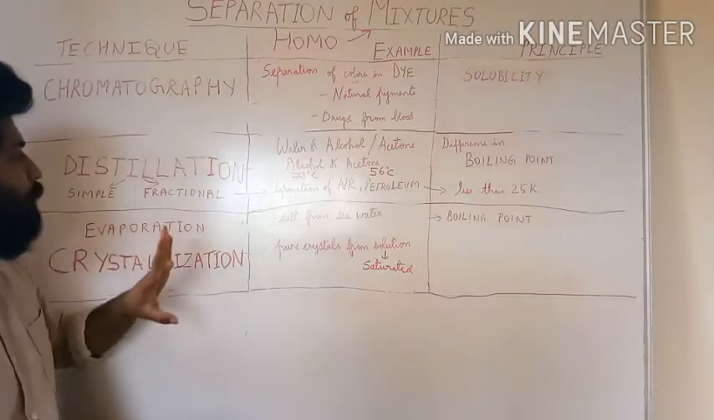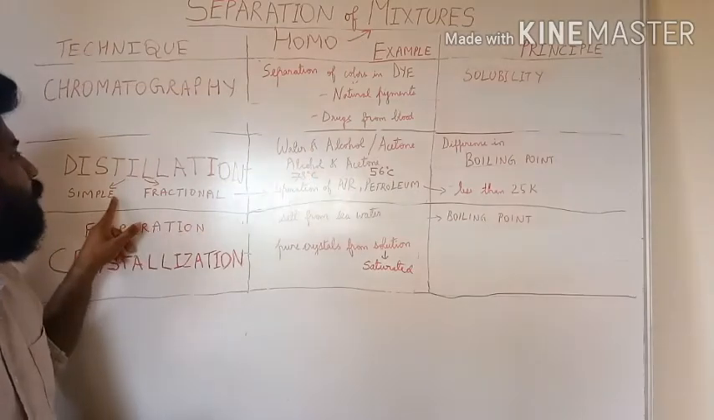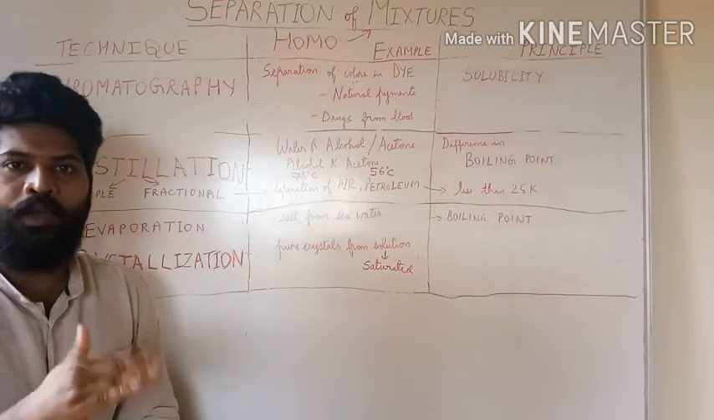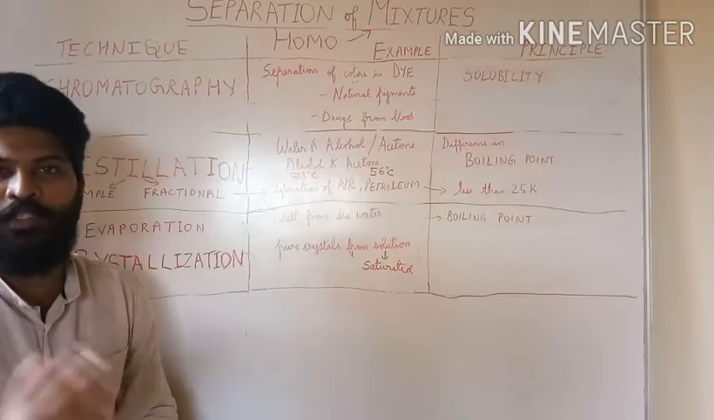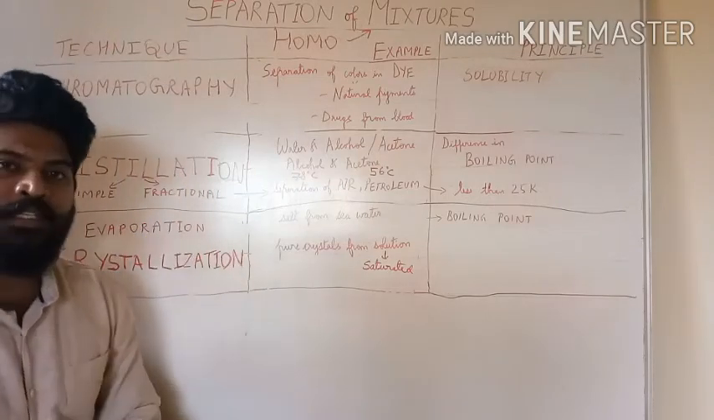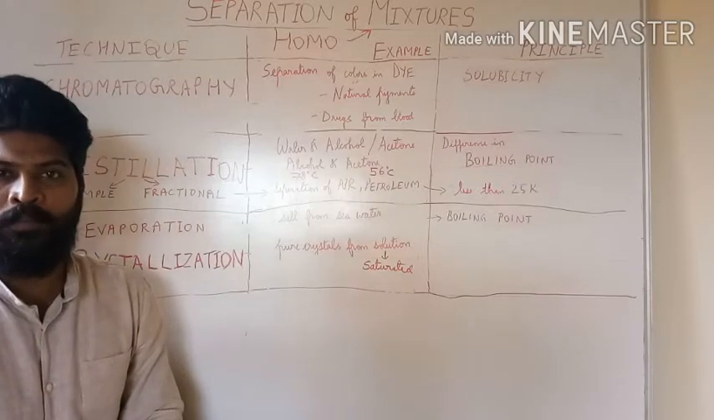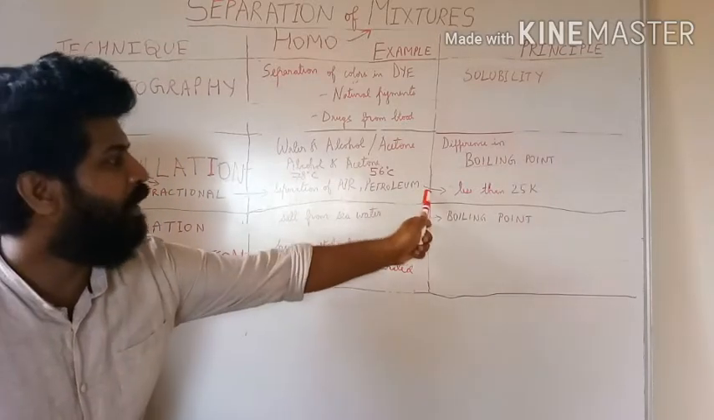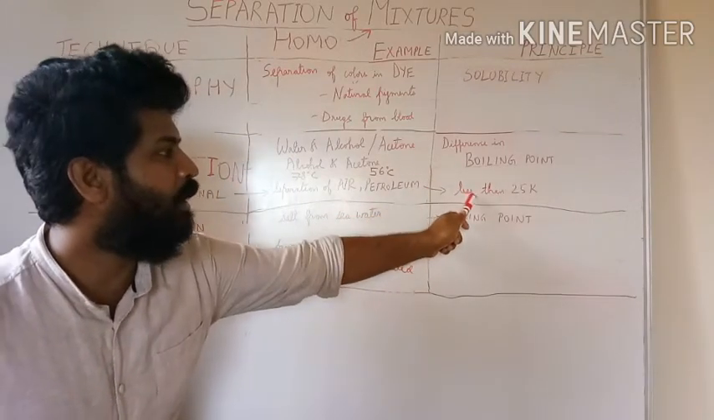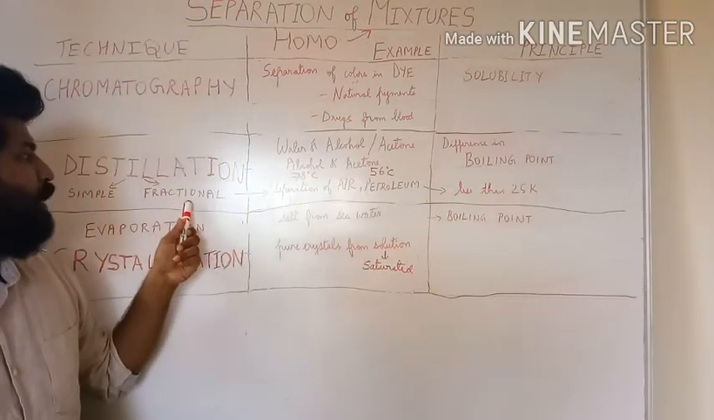Now, there are two types of distillation. The one that we discussed just now is called simple distillation, where there are only two components, water and alcohol or alcohol and acetone. There is a second type of distillation called fractional distillation, where the number of components are many, more than 2, and the difference in the boiling point of these components is less than 25 Kelvin. Then we go for fractional distillation.